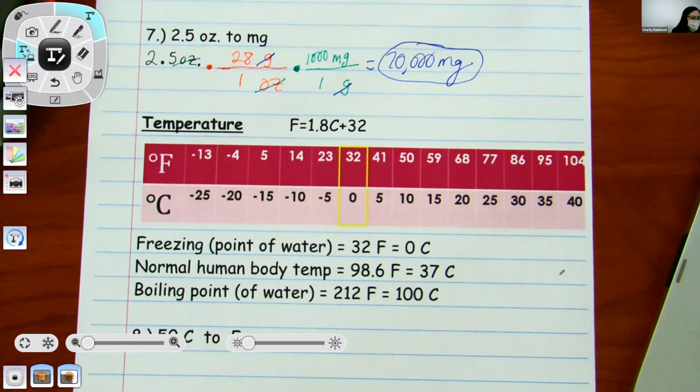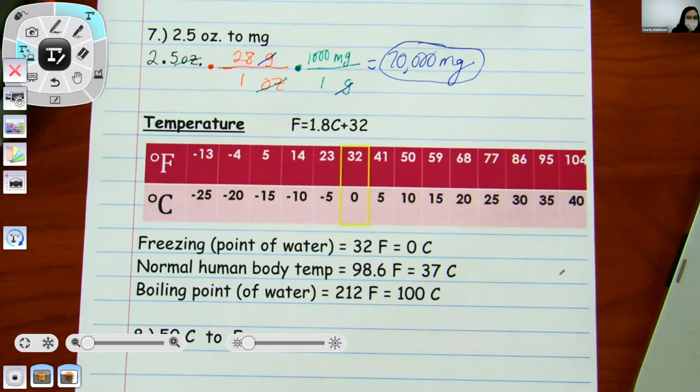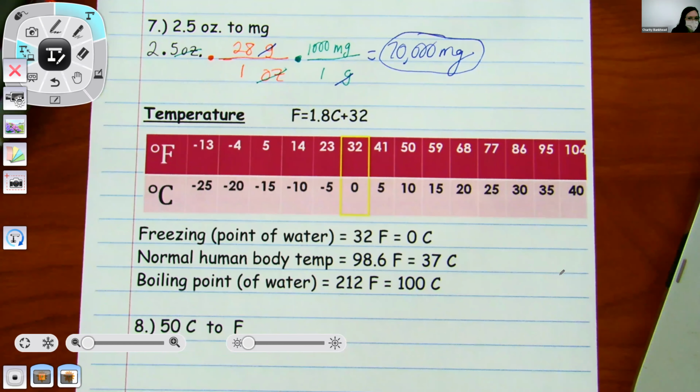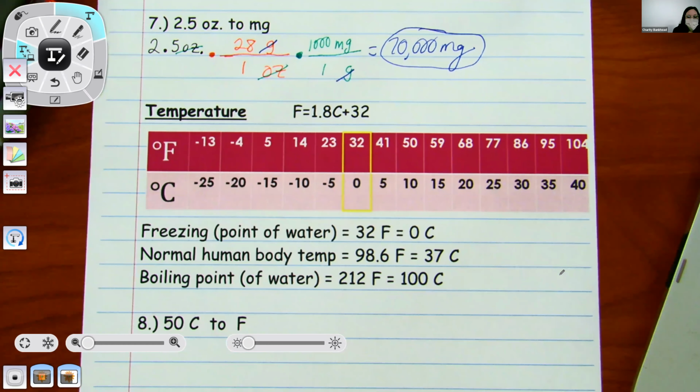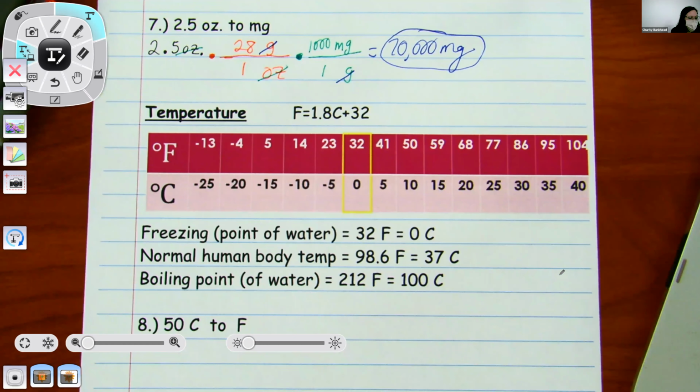All right, so let's move on to temperature units. The formula that is on our formula sheet is Fahrenheit equals 1.8 Celsius plus 32. That's the formula on our formula sheet, so that's the formula we're going to use.